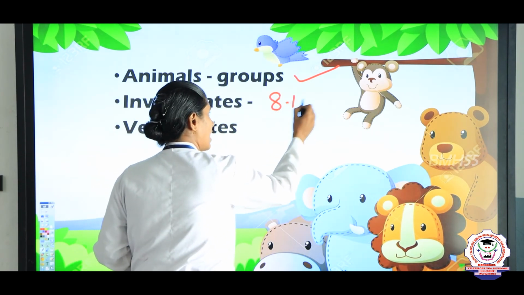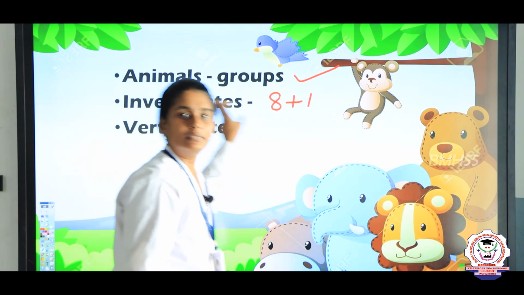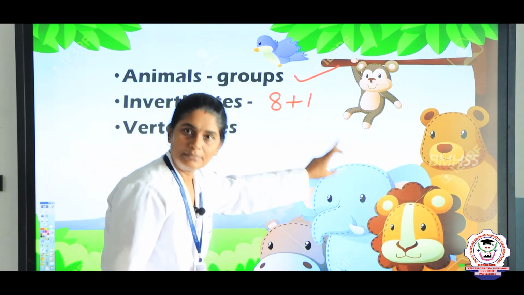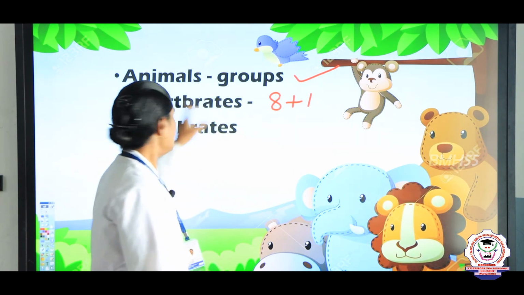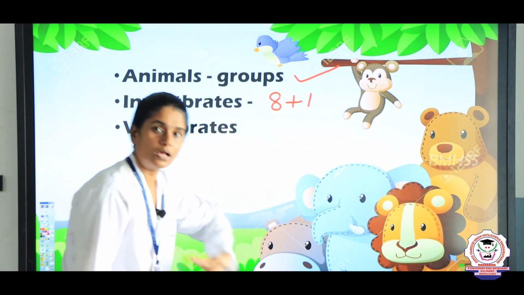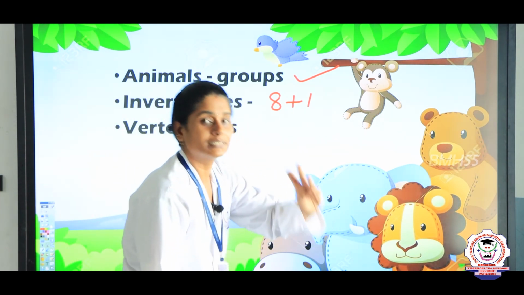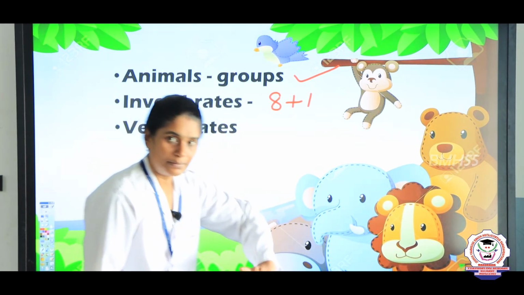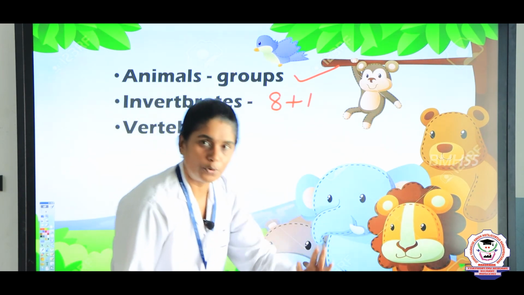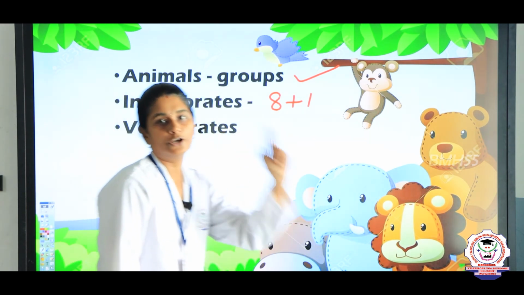Actually, one more has been added, so there are nearly 9 different phylums under invertebrates. So, what are they? They are Porifera, then the second one is Coelenterata, Platyhelminthes, Nematode, Annelida, Arthropoda, Mollusca and Echinodermata.